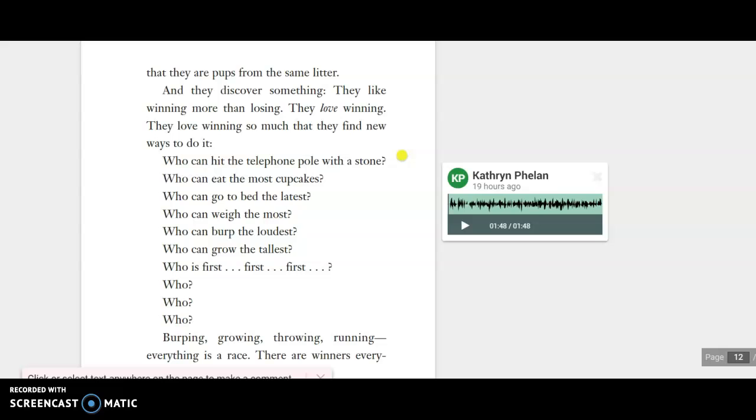And they discover something. They like winning more than they like losing. They love winning. They love winning so much that they find new ways to do it. Who can hit the telephone pole with a stone? Who can eat the most cupcakes? Who can go to bed the latest?